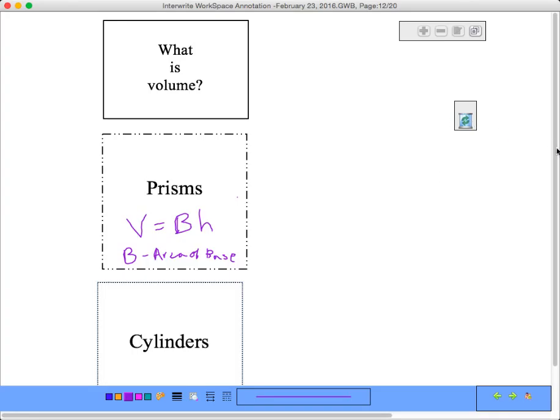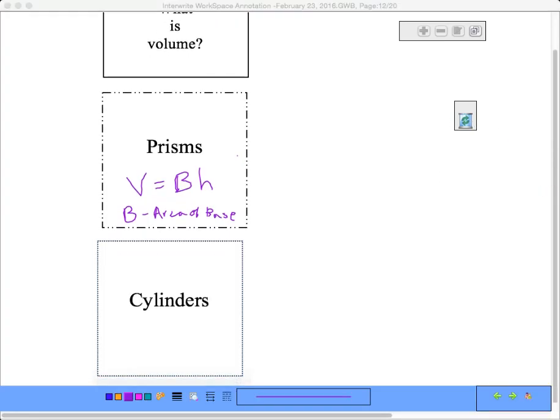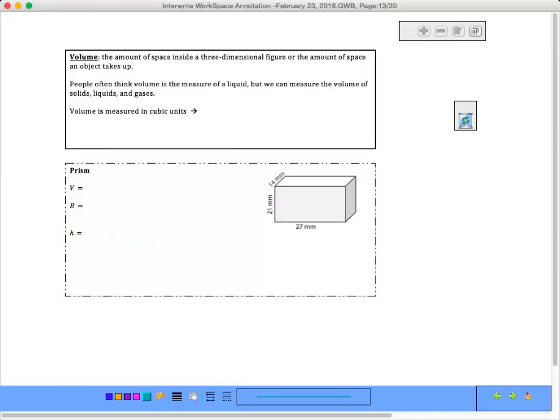Okay, coming down here to cylinders. Cylinders is the exact same formula, except we know what the area of the base is. Instead of writing area of base, I'm going to write pi r squared, because pi r squared is the area of the base for any circle. Okay, then that times the height of the cylinder. Okay, so let's look at some examples. Pause this at any time if you need to.